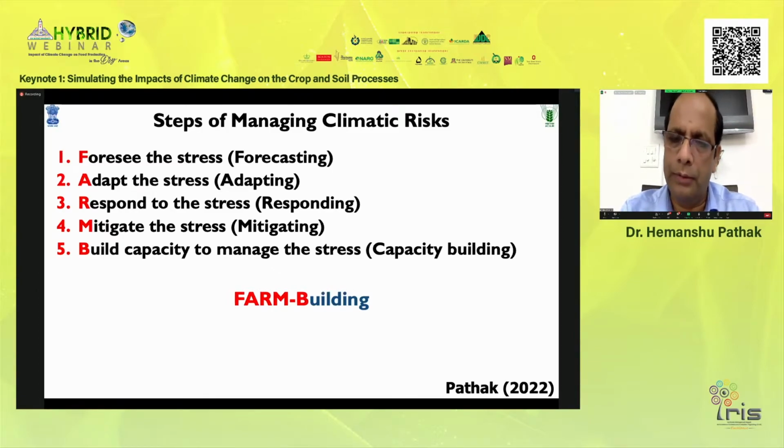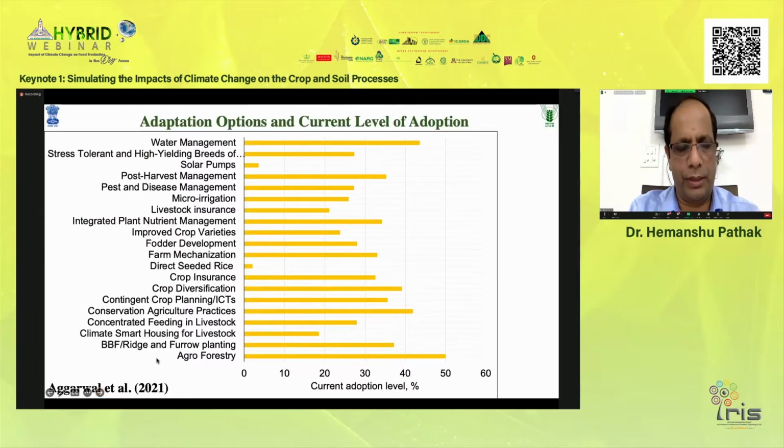Now, simulation models, particularly semi-mechanistic or mechanistic models, can really help us in all these 5 steps in managing climatic risk. I shall just give you 1 or 2 examples and then I shall conclude. Colleagues, you know that there are several adaptation options, and these are some of the list, and this figure also shows the current level of adoption of the adaptation options. So you can see some of the options are adopted very meagerly, but some of the options like water management, agroforestry, and stress tolerant and high yielding breeds of crops are adopted quite widely, and farmers are getting benefit out of it.